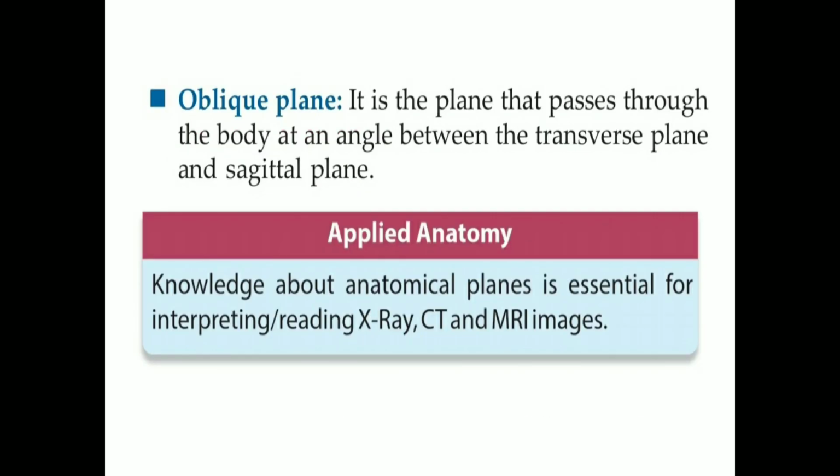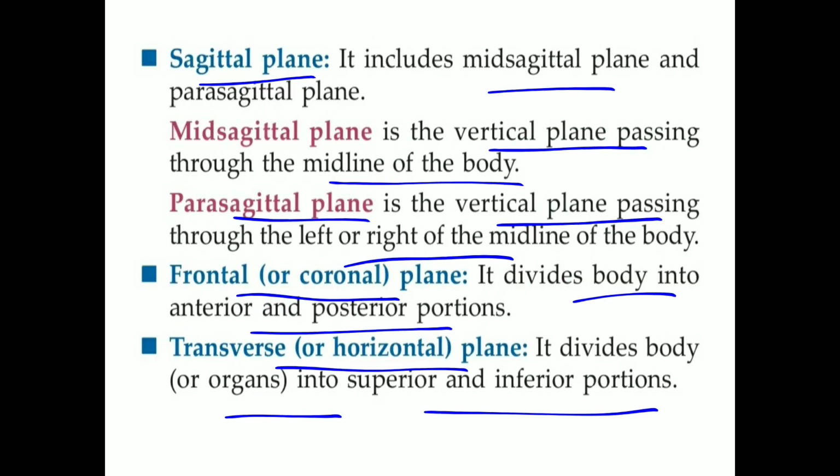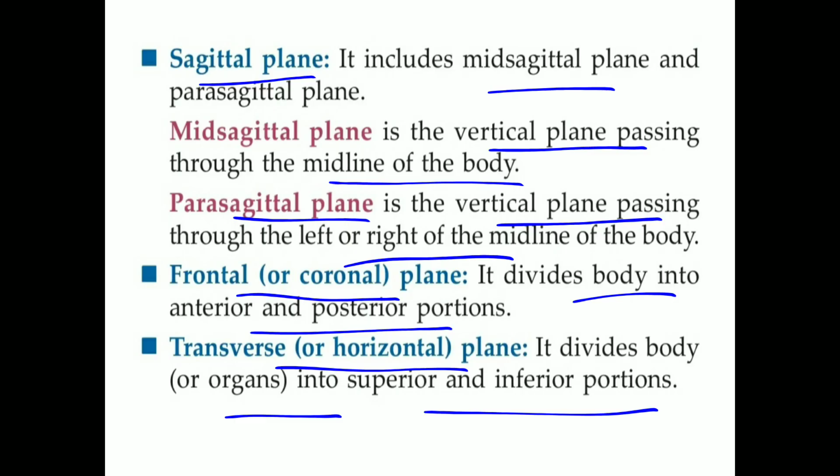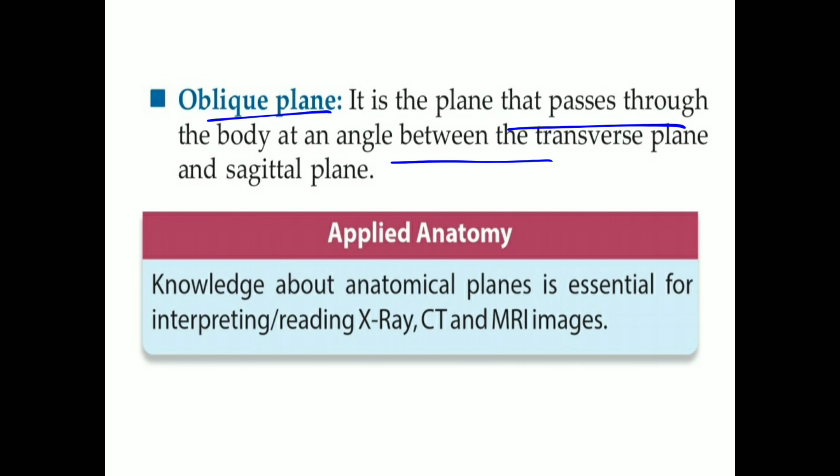And the next is the oblique plane. The plane passes through the body at an angle, obliquely between the transverse plane and the sagittal plane. Then, applied anatomy: the knowledge of anatomical planes is essential for interpreting or reading X-ray, CT, and MRI images.